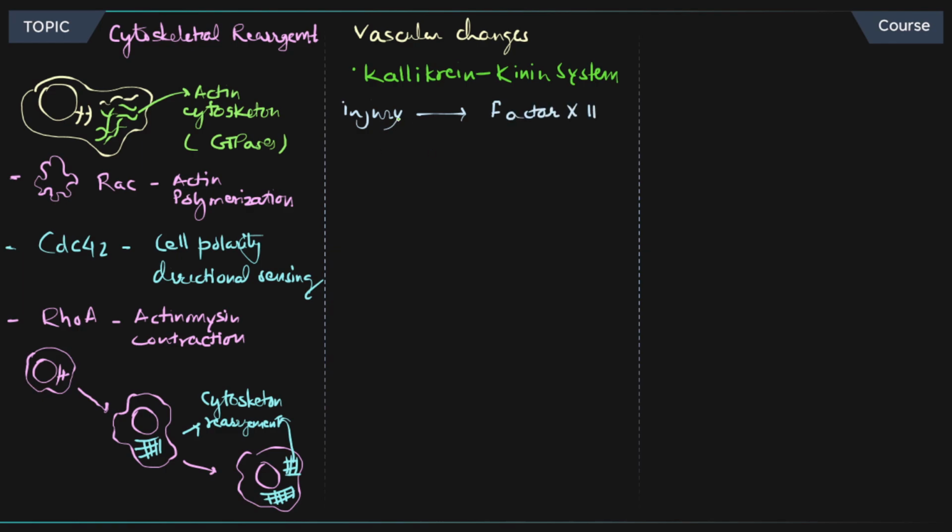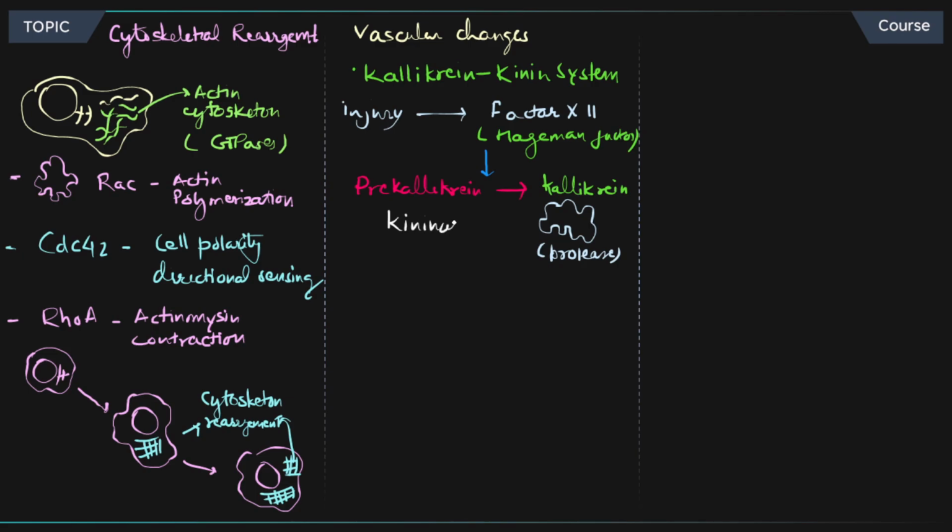That factor 12 is also known as Hageman factor, and this factor is important in converting the inactivated form, pre-kallikrein, into the activated form, kallikrein. This kallikrein is nothing but a protease molecule. The protease is going to act on a protein called kininogen. Kininogen is going to get converted into bradykinin. That is why this system is known as the Kallikrein-Kinin system.